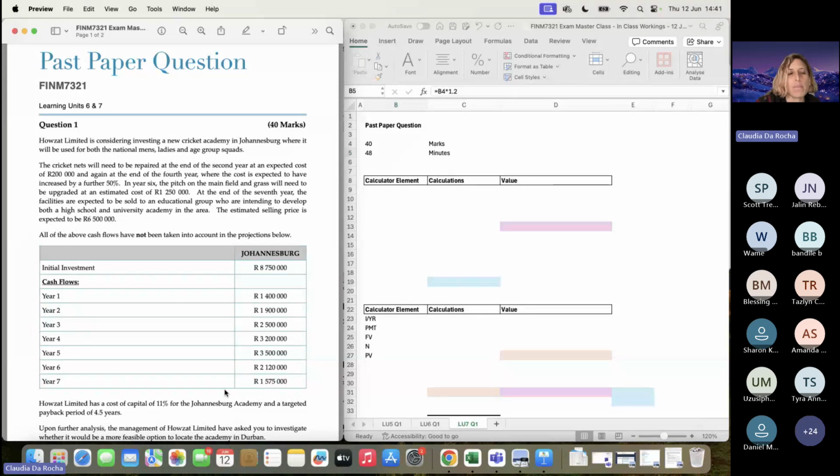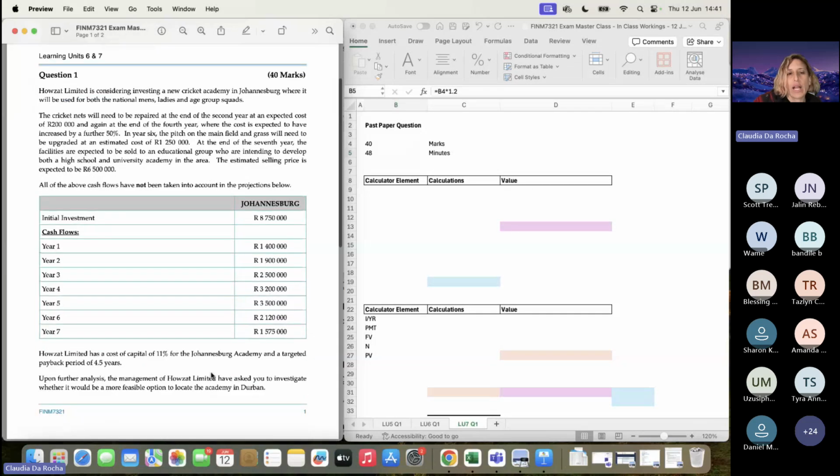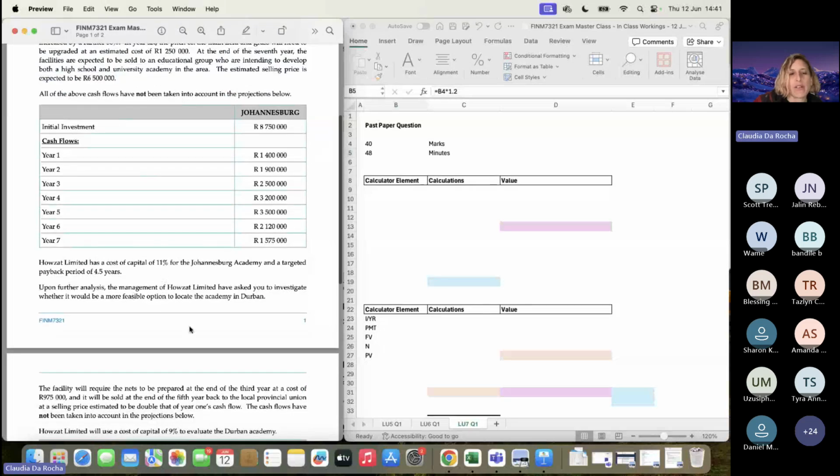Okay. All of the above cash flows have not been taken into account in the projections below. So these are all our cash flows, and we have to now adjust them for this. Housing Limited has a cost of capital of 11% for the Johannesburg Academy and a targeted payback period of 4.5 years. All right. When they talk about a targeted payback period, that is for you to compare when you calculate your payback period. So you can say, should I continue with it?